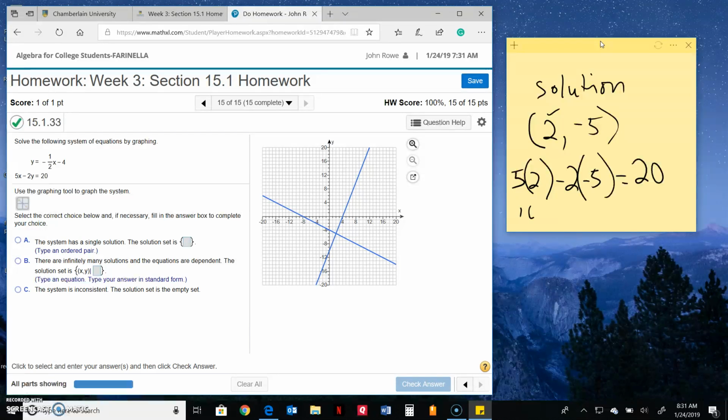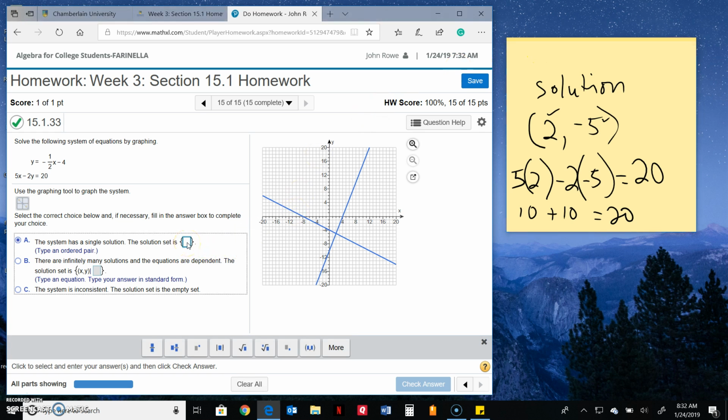5 times 2 minus 2 times negative 5 equals 20. So 5 times 2 is 10, minus negative 2 times negative 5 equals positive 10. 10 plus 10 equals 20. So that is correct on both solutions. So our solution set is going to be in parentheses 2 comma negative 5.